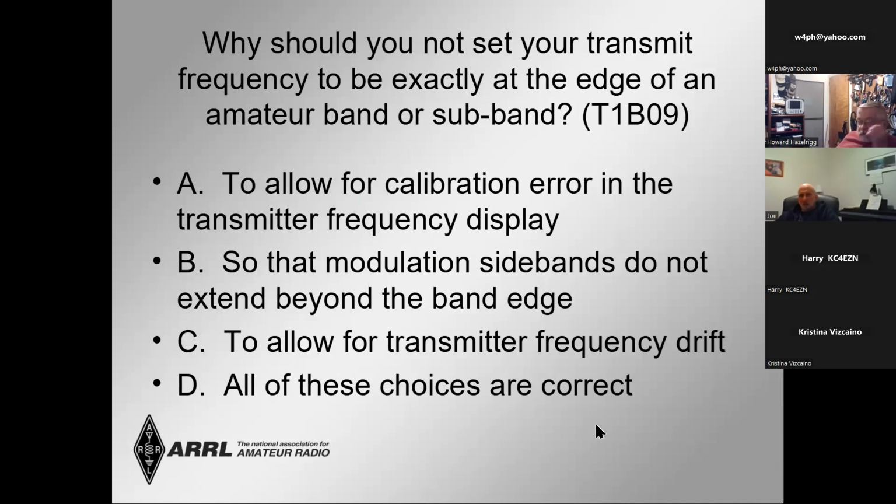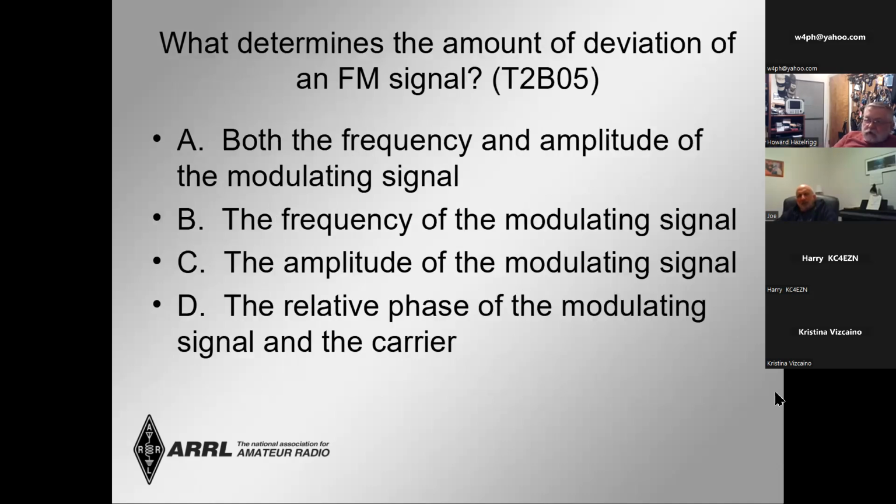Why should you not set your transmit frequency to be exactly at the edge of an amateur band or subband? To allow for a calibration error in the transmitter frequency display, so that modulation sidebands do not extend beyond the band edge, and to allow for frequency drift in your transmitter. And the answer is all of these choices are correct. Any of which could get you outside of your allotted band of frequencies.